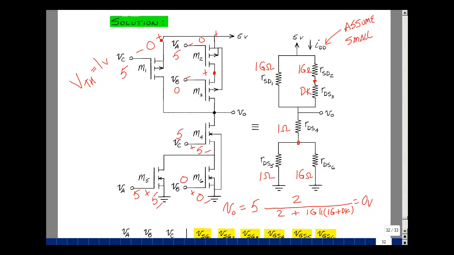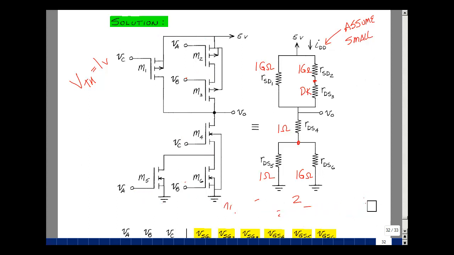Let me erase this so we can do the next case. Next row on the table below is 5, 5, 0. Gate to source voltage is 5. Would guess that this is a low resistance. This one's also 5. Guess that this is a low resistance.